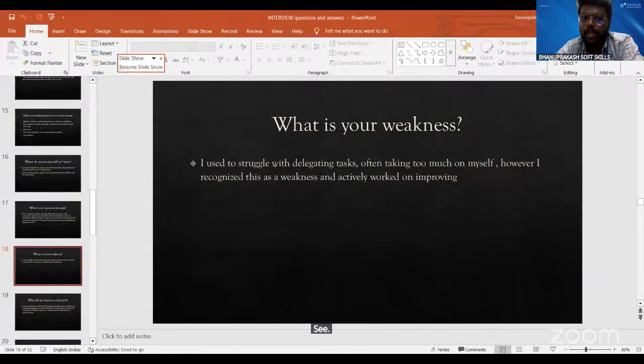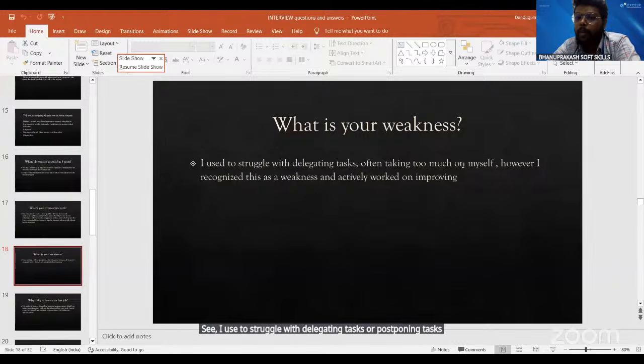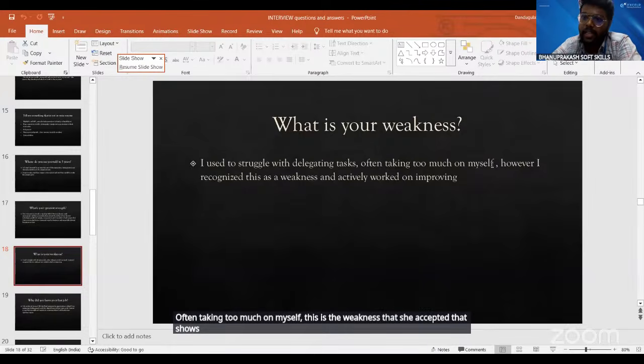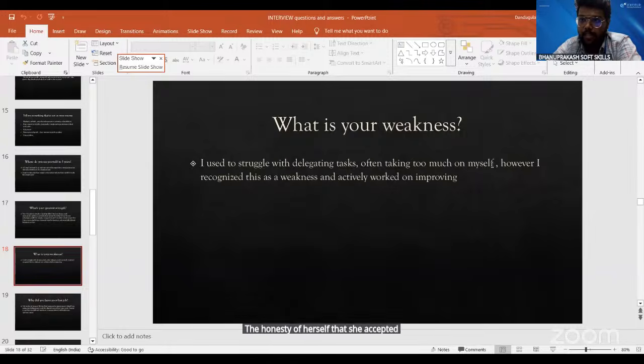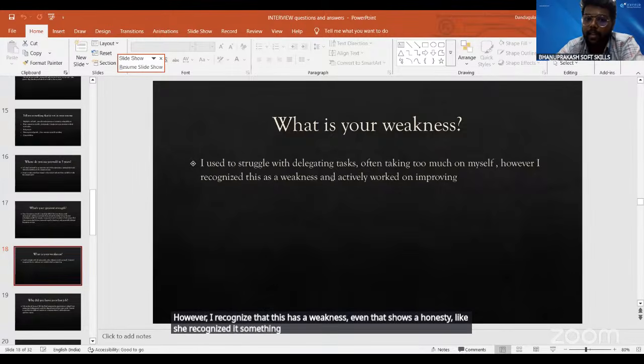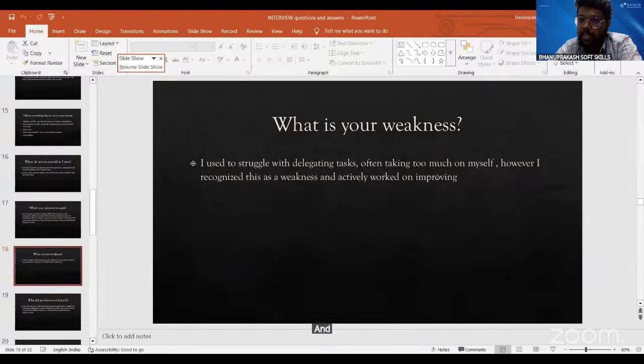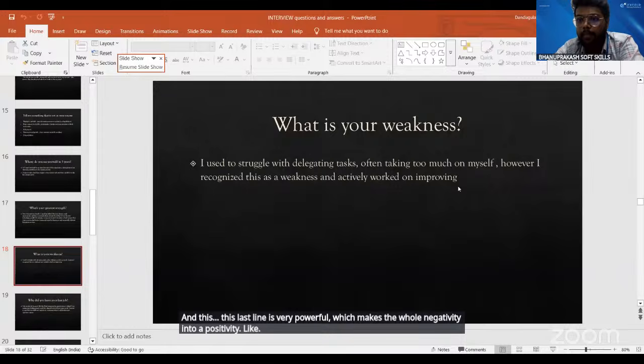I used to struggle with delegating tasks or postponing tasks, often taking too much on myself. This is the weakness that she accepted. That shows her honesty. She has a weakness. However, I recognized this as a weakness. Even that shows honesty, that she recognized it. And this last line is very powerful, which turns the whole negativity into positivity: actively worked on improving.